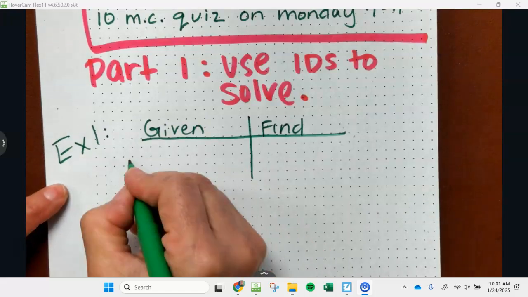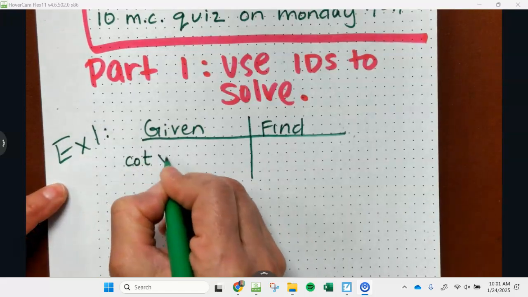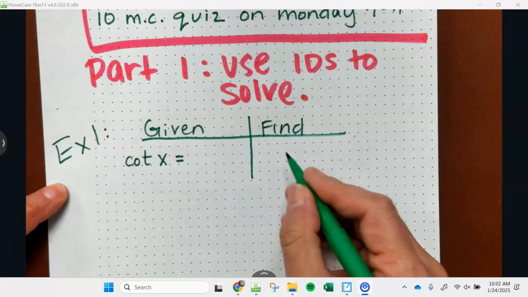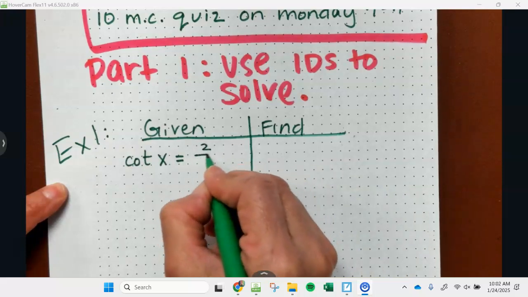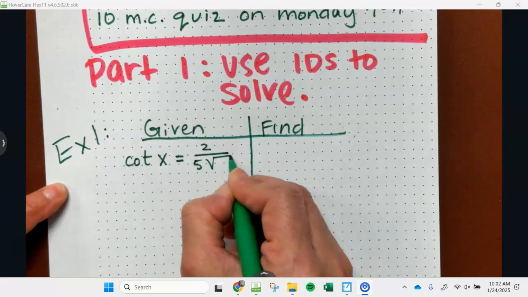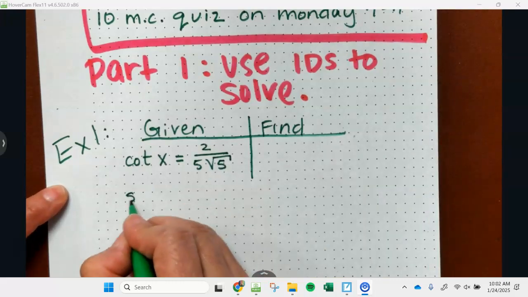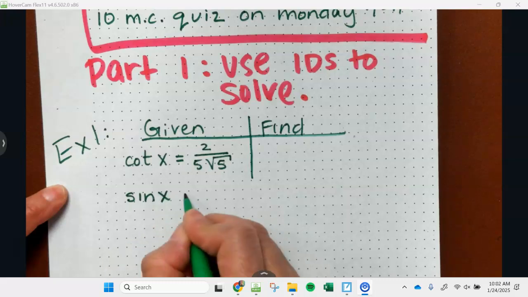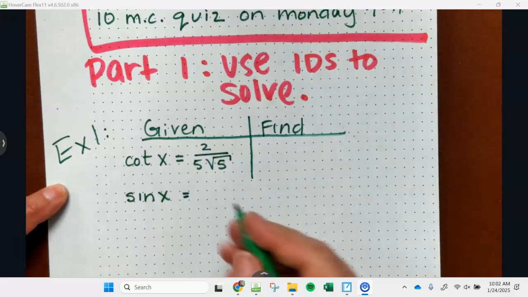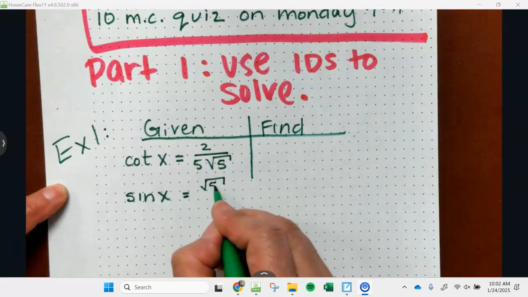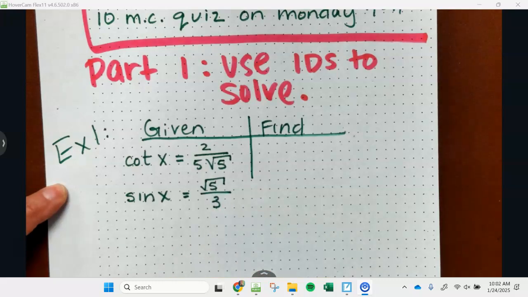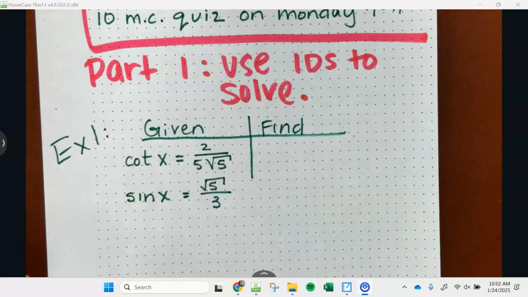So what is given is cotangent of x, and cotangent of x is 2 over 5 square root 5. And then we're given sine x, and sine x is going to be root 5 over 3. And what we are looking for is cosine.